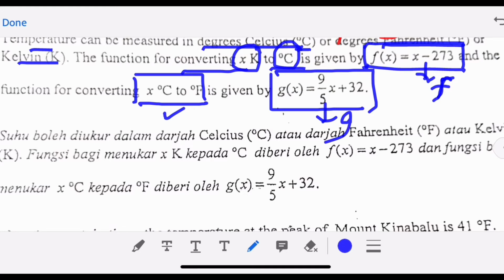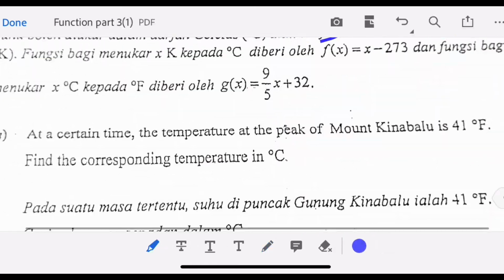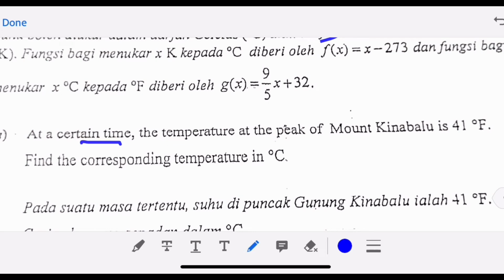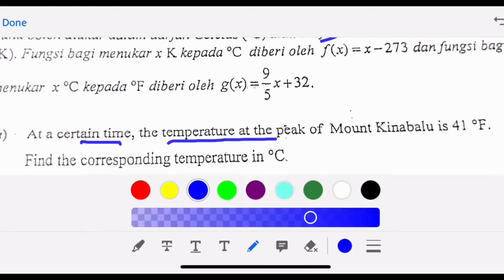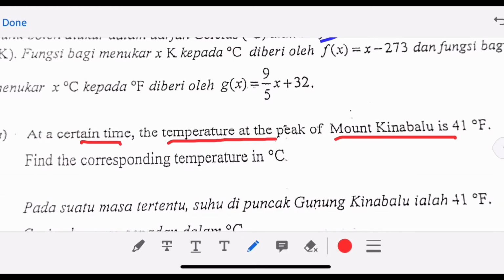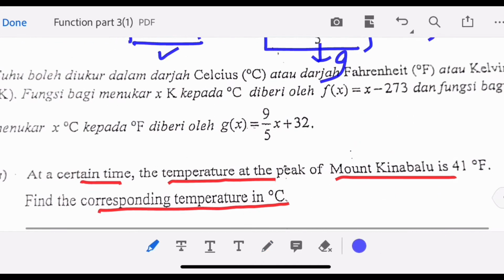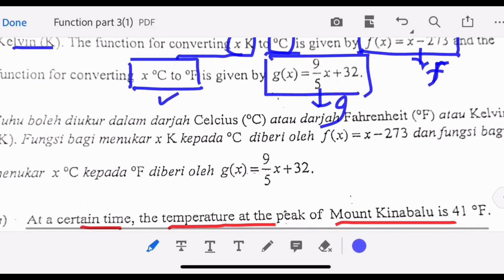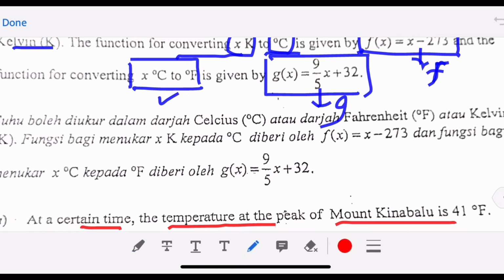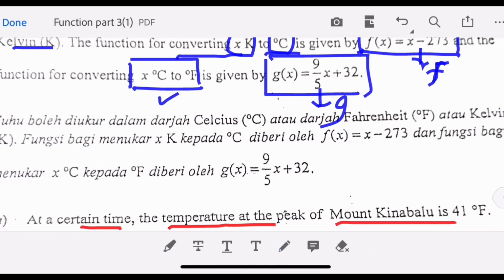So the question for sure will ask you to apply them, but they don't tell you whether they want you to find FG or GF, right? Now you see, at a certain time, the temperature at the peak of Mount Kinabalu is 41 Celsius. Find the corresponding temperature in Celsius. So as you see, if you really understand the function, it's like this. You have the Kelvin.